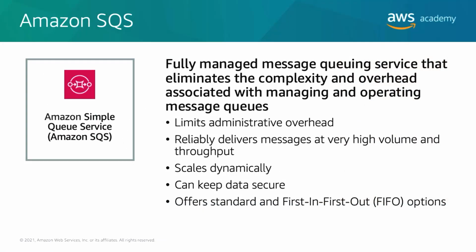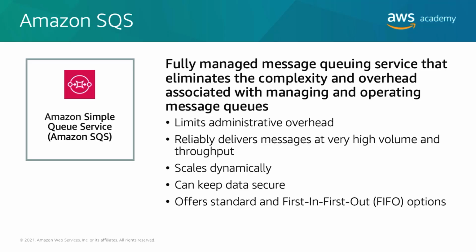You can use Amazon SQS to transmit any volume of data at any level of throughput without losing messages or requiring other services to be available. With Amazon SQS, you can decouple application components so that they run and fail independently, which increases the overall fault tolerance of the system.